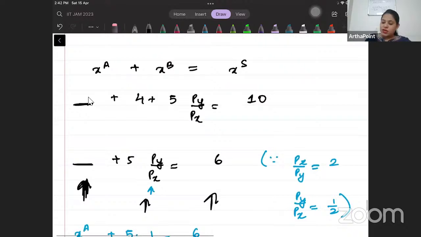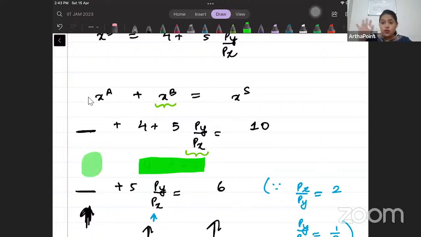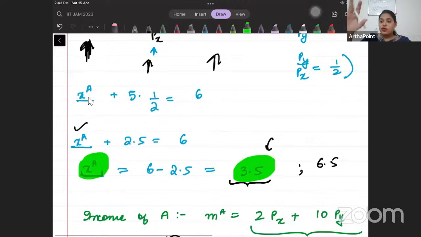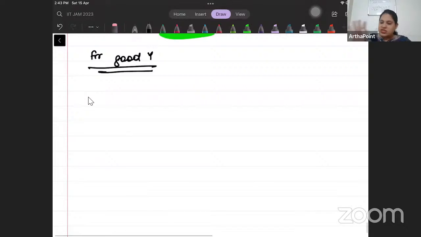And you can check from here also. Py by Px is half. So 5 into half is 2.5 plus 4. This is what individual B is demanding. So individual B is demanding 6.5 units and A is demanding 3.5 units. So we have got that the market of good X is clearing. But if I want to check for good Y also, it's not required in the exam. Here also you can just say that this is equilibrium.